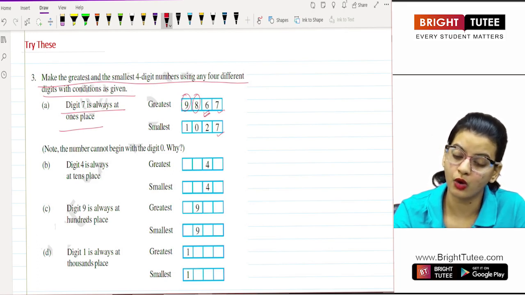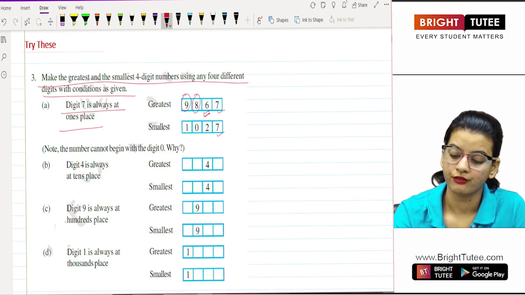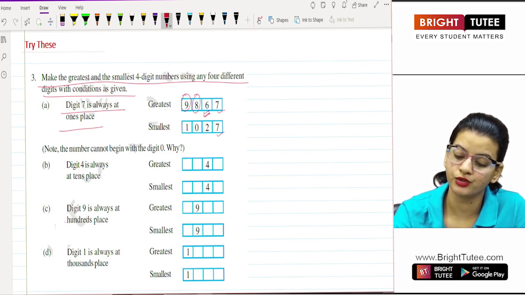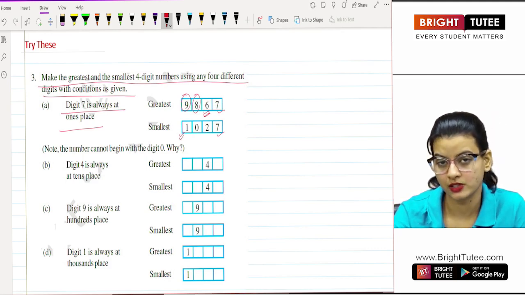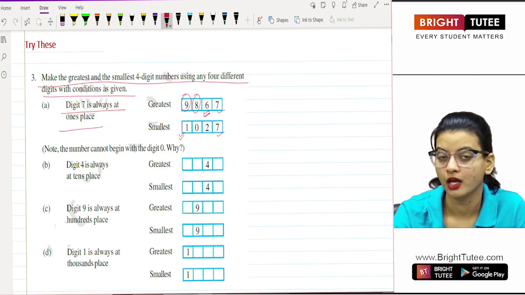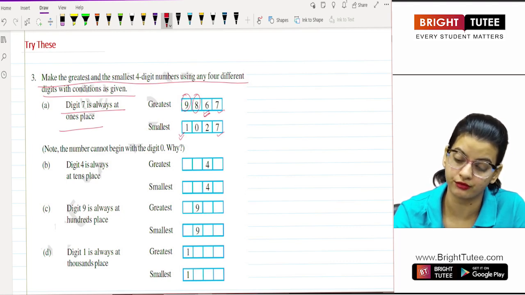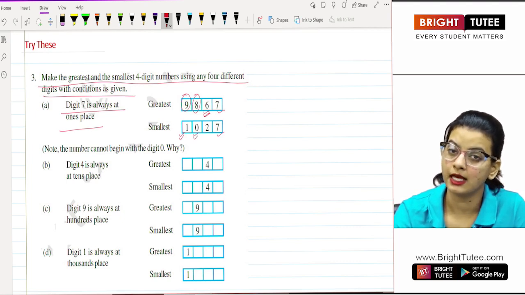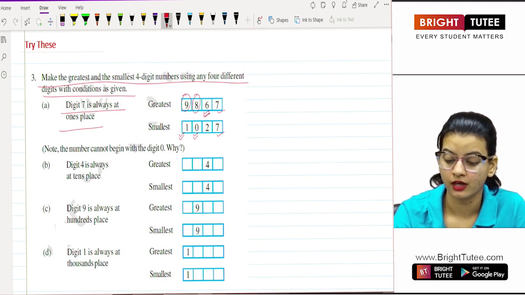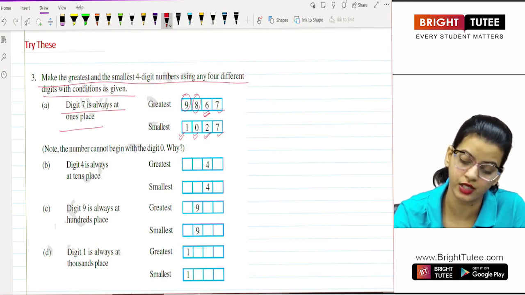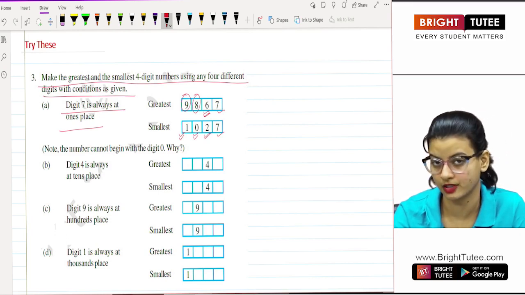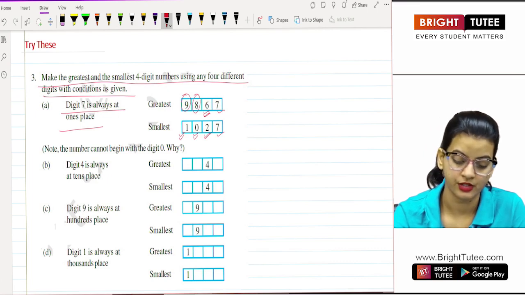Now in order to make the smallest 4-digit number, for that what are we going to use? We are going to use 1 in the thousands place because we cannot use 0. Why can we not use 0? Because in that case it will be a 3-digit number and not a 4-digit number. Okay, so next we are using 0. Then the next smaller digit, so 1 is used, 0 is used. So another smaller digit is 2. So we are using 2 in the tens place and then 7 in the ones place. So we have made the greatest and smallest 4-digit numbers.